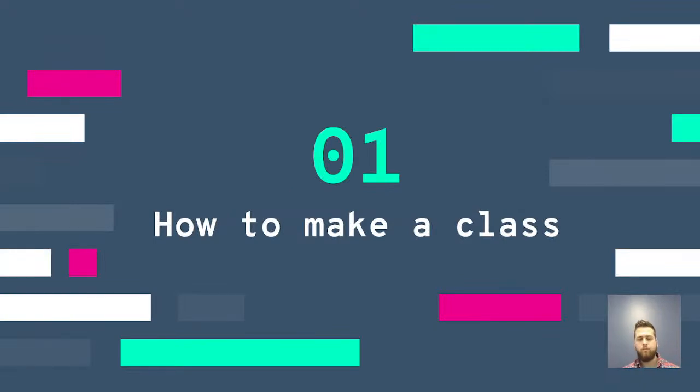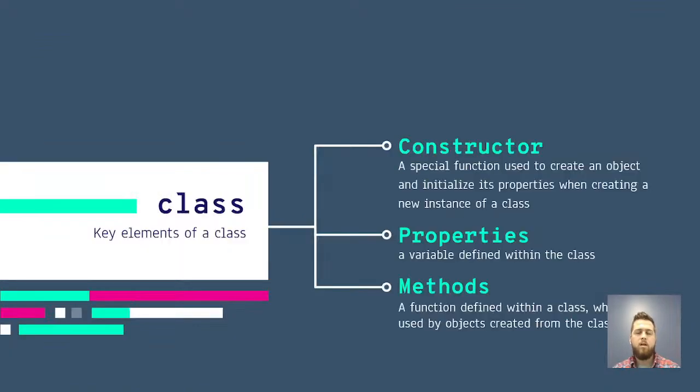Cool. So that's sort of the theory. Let's talk about how to make a class. A class has 3 key elements: the constructor, the properties, and the methods. So the constructor is essentially that special function that is used to create objects. The properties are like the variables defined in the context of the class, and the methods are like the functions in the context of the class.